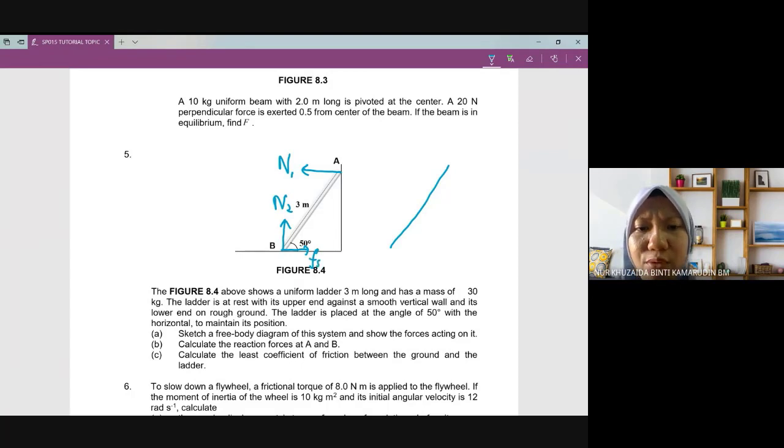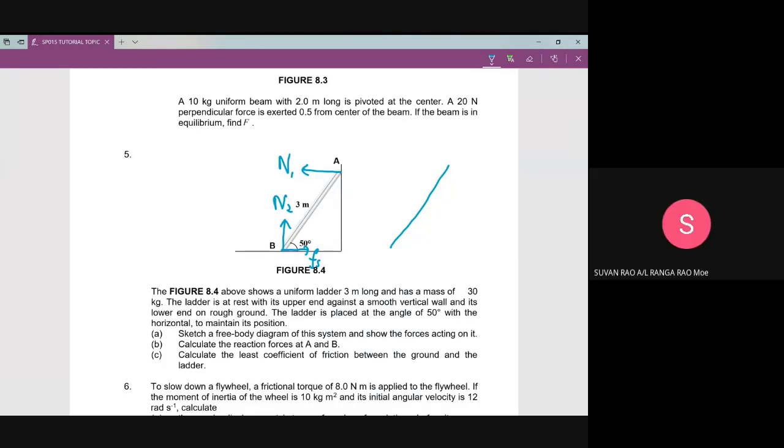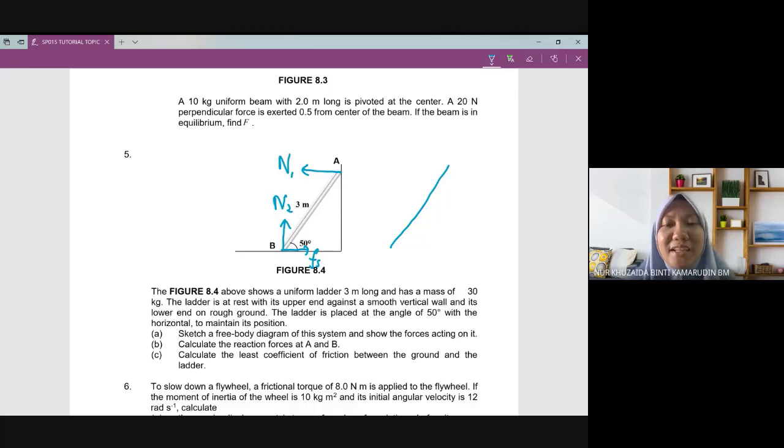Kenapa friction ni saya lukis ke arah kanan? The direction is to the right. Kenapa to the right? Kenapa saya tak lukis to the left? Okay, so kita kena imagine ladder ni kalau dia melurut jatuh, so the tendency of the ladder dia akan bergerak ke sini lah kan. Okay, the motion yang bahagian bawah tu, yang ni akan bergerak ke bawah. Okay, so that's why we have friction to the right. Okay, tu yang kita kena lukis lah.